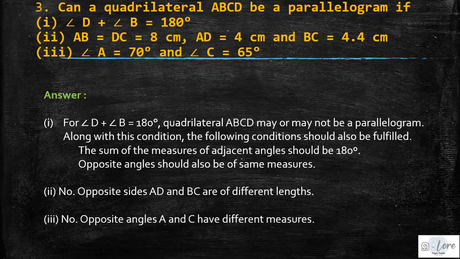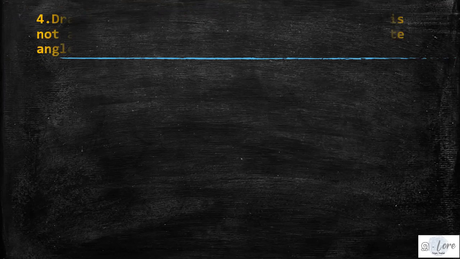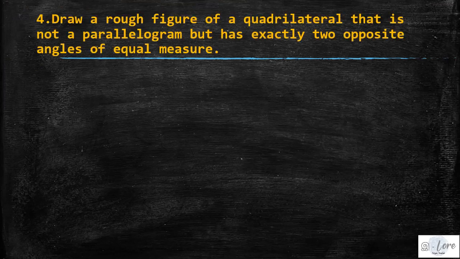And come to the third one, A is equal to 90 degrees, C is equal to 65. A and C are opposite angles. Opposite angles should be equal. Make sure about it. Draw the rough diagram of a quadrilateral that is not a parallelogram but has exactly two opposite angles of equal measure. So what figure has this? It's not a parallelogram but exactly two opposite angles are equal.